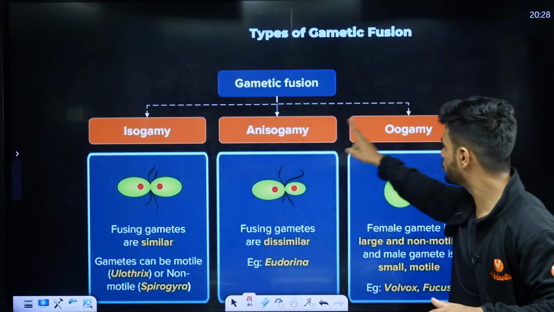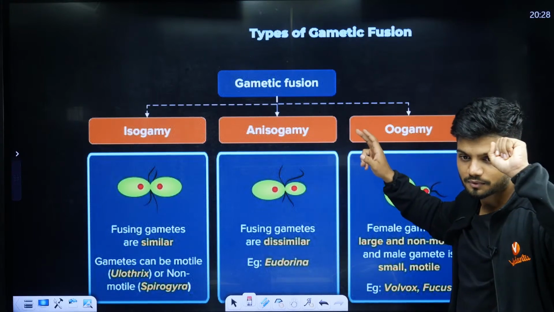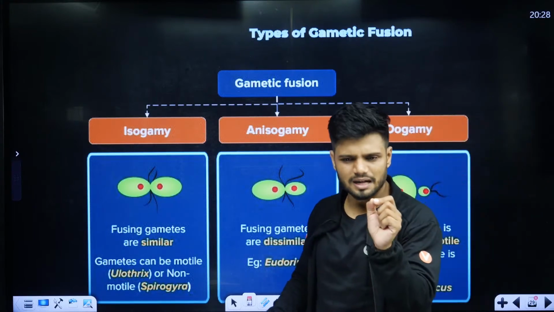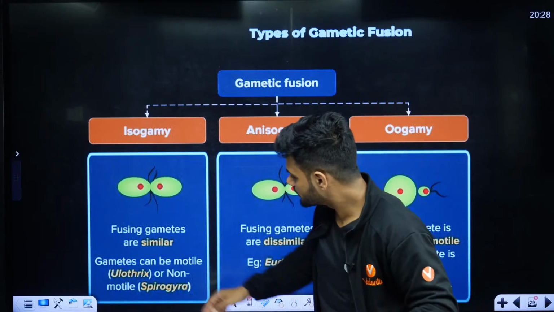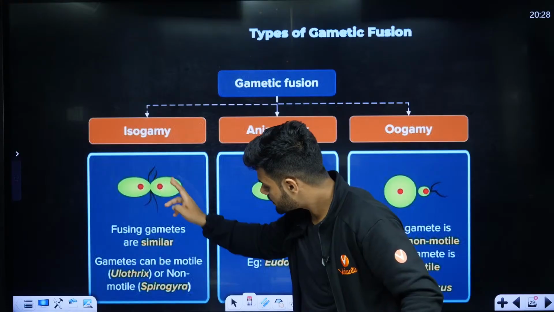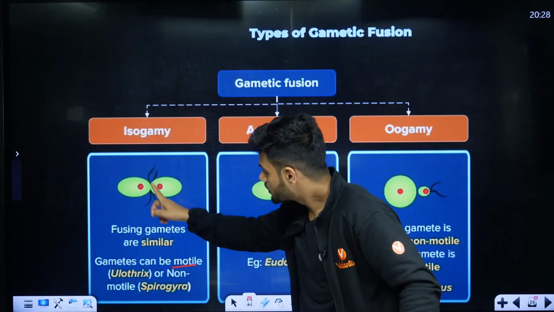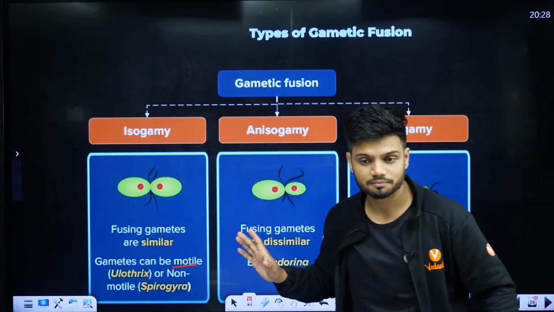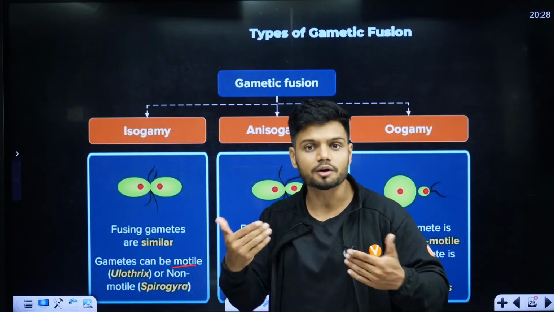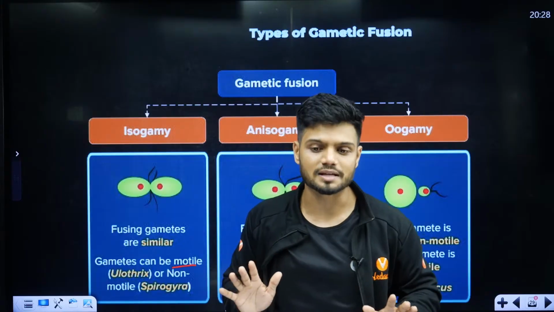आइसो, एनाइसो, ऊगैमी, 3 तरह के यहाँ पर, ठीक है। नाउ स्टूडेंट्स, यहाँ पर थोड़े एग्जांपल्स हैं, याद रखना पड़ेगा, पूछ लेंगे तो, ठीक है। If these two gametes are motile, same gametes, if they're motile, Ulothrix is an example. If the two gametes are non-motile, Spirogyra is an example.